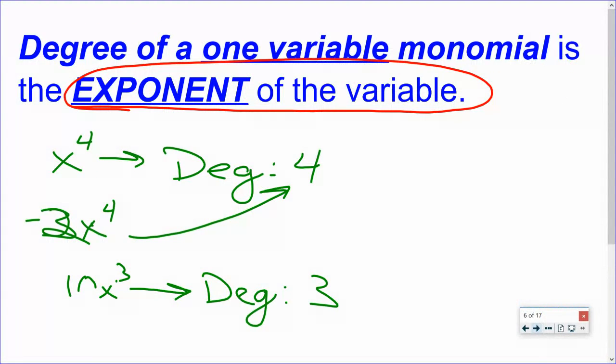The next thing is the degree of a variable. The degree of a variable in a monomial is the exponent of that variable. So in this one, x to the fourth, that means it's degree 4. This one has a fourth exponent, so that's there. The natural log of x to the third is degree 3. So the degree is just going to be the exponent.